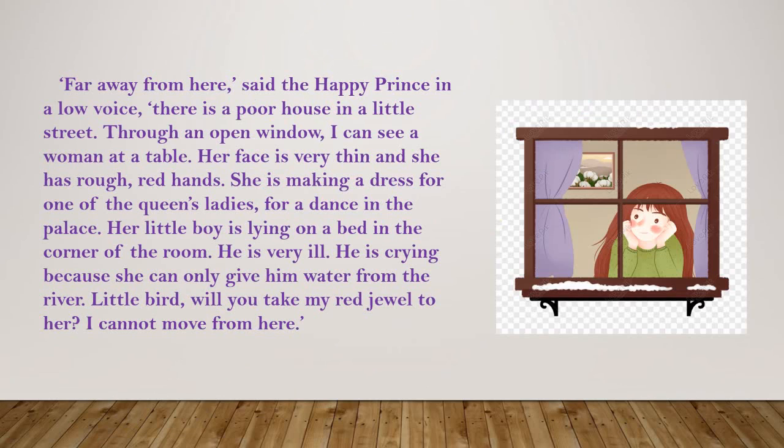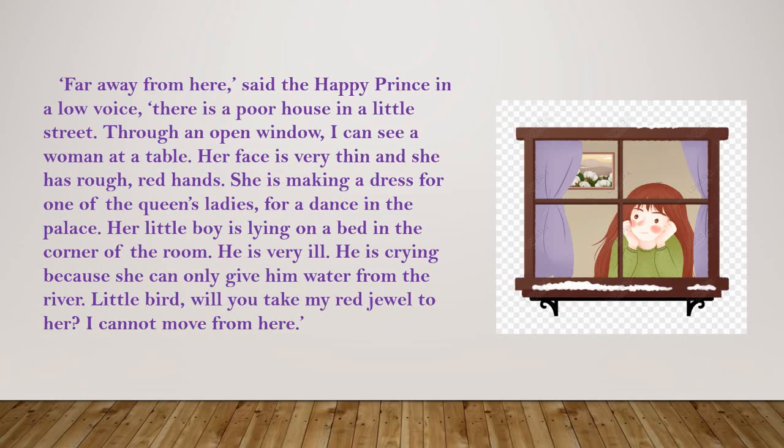Far away from here, said the Happy Prince in a low voice, there is a poor house in a little street. Through an open window, I can see a woman at a table. Her face is very thin and she has rough red hands. She is making a dress for one of the queen's ladies for a dance in the palace. Her little boy is lying on a bed in the corner of the room. He is very ill. He is crying because she can only give him water from the river. Little bird, will you take my red jewel to her? I cannot move from here.